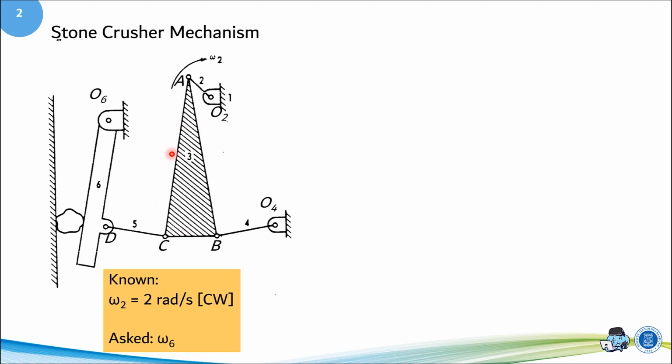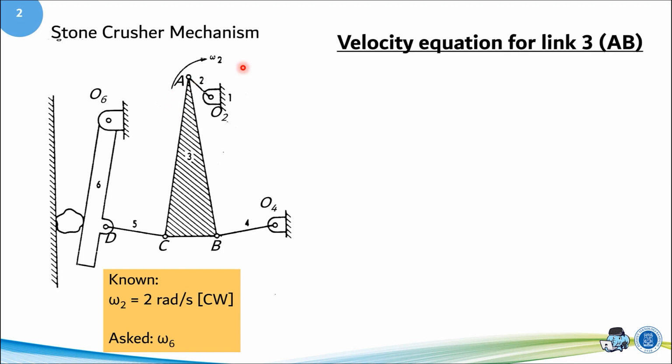We want to know the magnitude and direction of the angular velocity of link 6, and we know that link number 2 is rotating with the angular velocity 2 radians per second. The direction is clockwise. As usual, we construct the velocity equation for link number 3 or the line AB. That is, Vb is Va plus Vba.